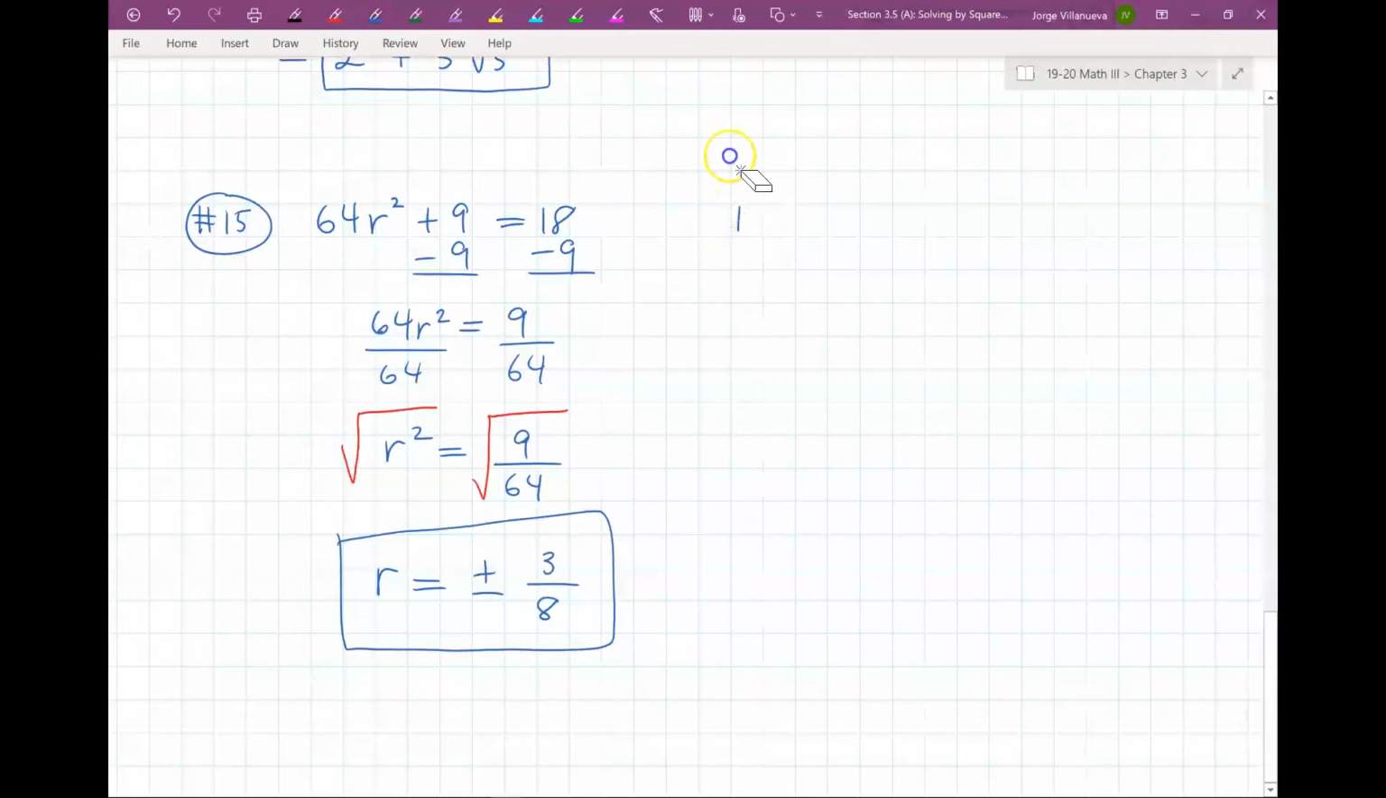Oh, not number 16, I'm sorry. I'll let you guys try that one, but number, I don't know, let's try 14. So 25a squared equals 1. So I just want to get the squared term by itself, so I'm going to divide both sides by 25. So a squared is equal to 1 over 25.